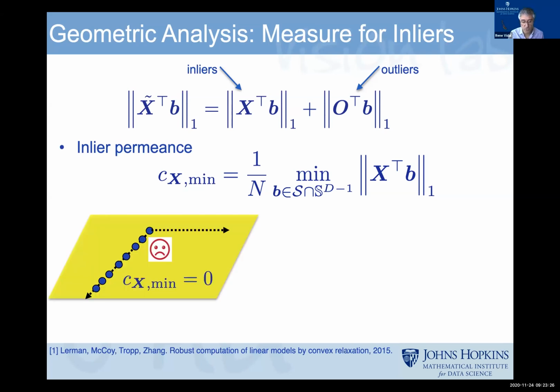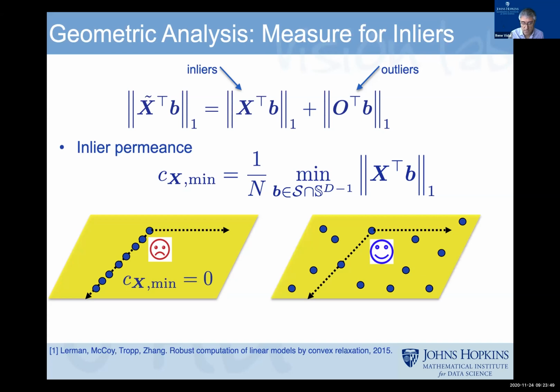And so here is one extreme situation where the true subspace is, say, two-dimensional, but the data happens to be badly distributed in that subspace. In this case, CX mean is 0 because you can find a vector B in the subspace that is orthogonal to all the data points. And so this is going to be a bad situation for us. The good situation is when this CX mean is large. You will see that once I present the results. So I'm just motivating these concepts for now.